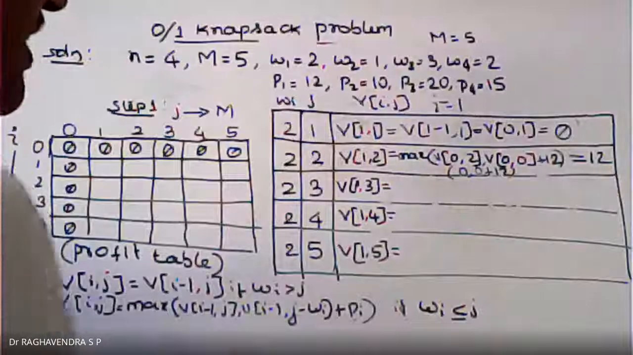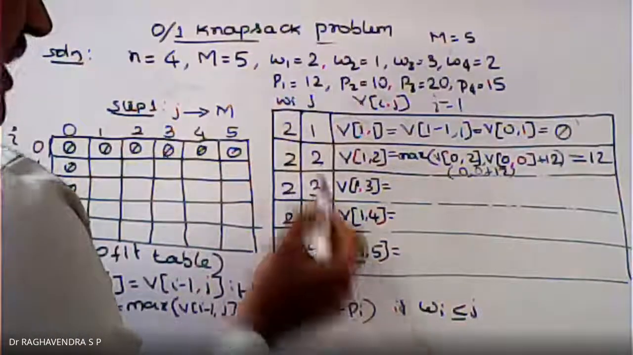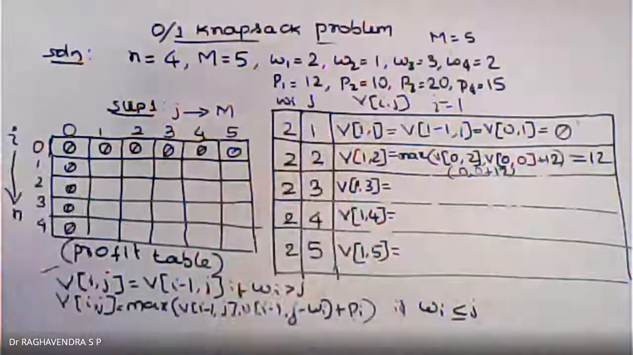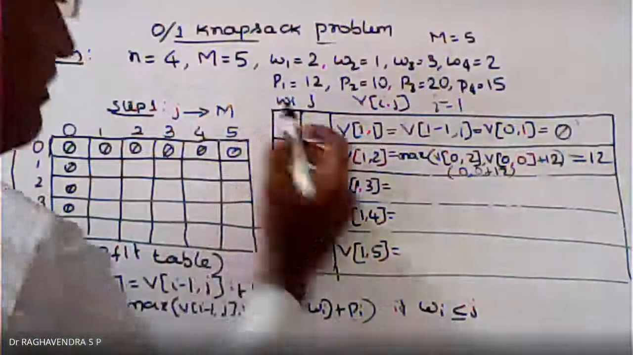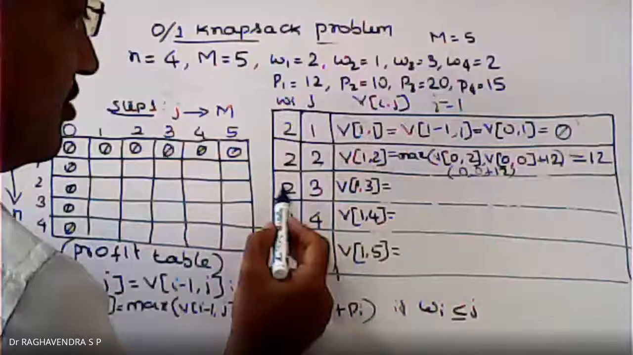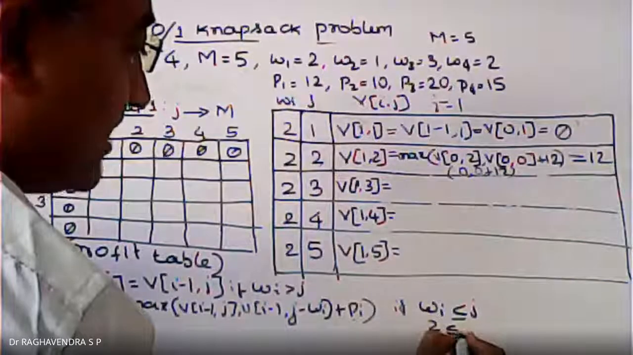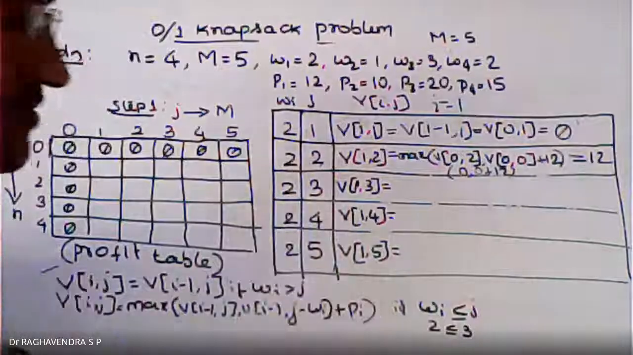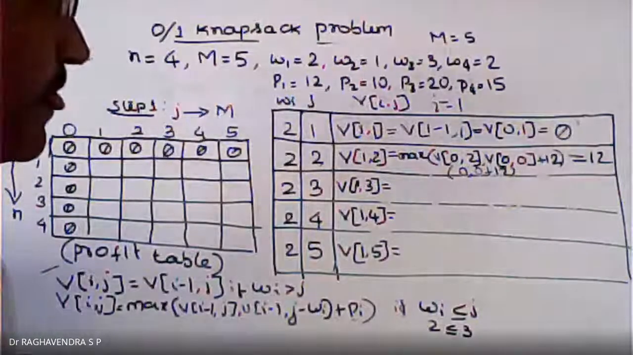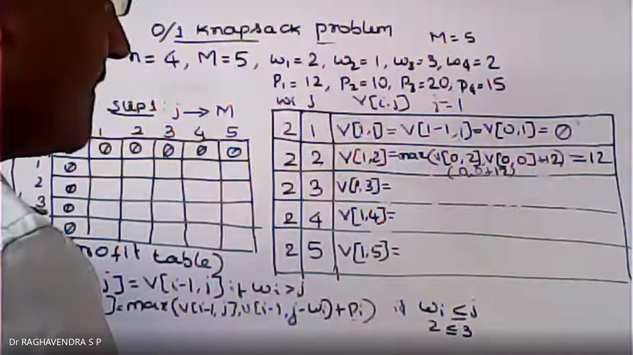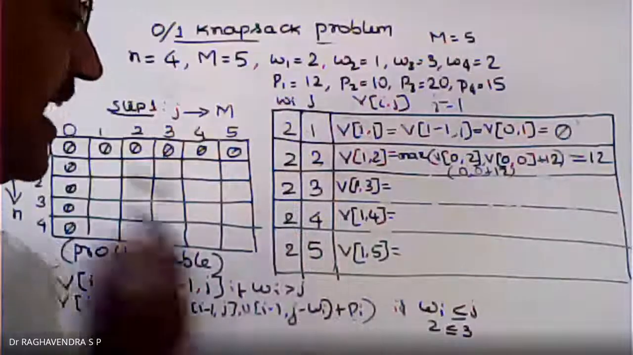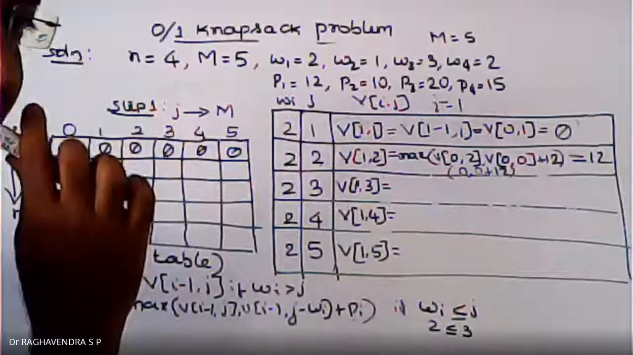Now for the remaining capacity, J is equal to 3. Look at 2 and 3. Case 1, case 2 or case 3? Wi less than or equal to J, because it is case 3. 2 is less than or equal to 3. Right? Yes sir, case 3.